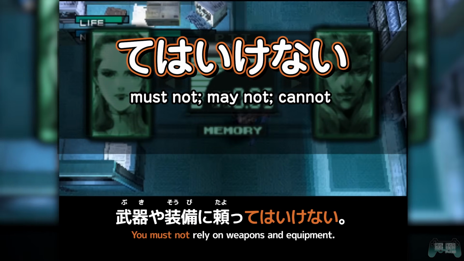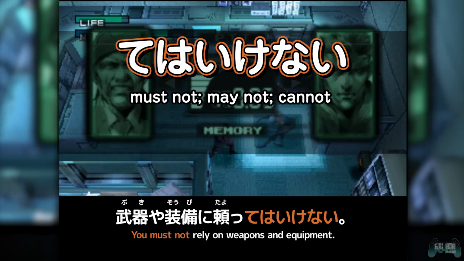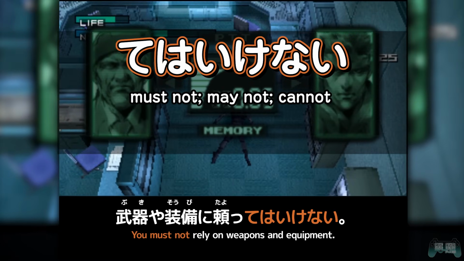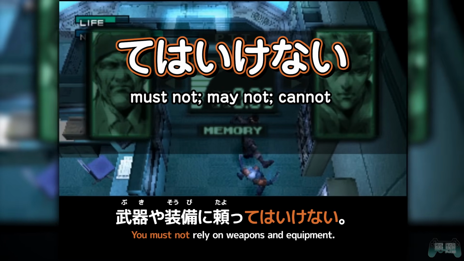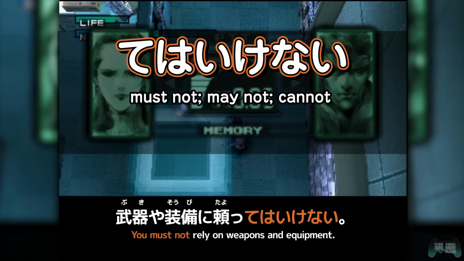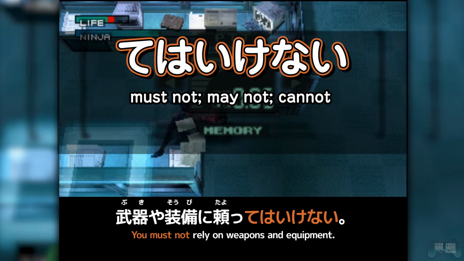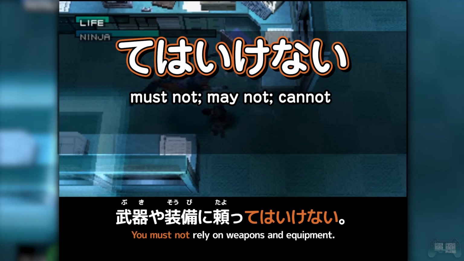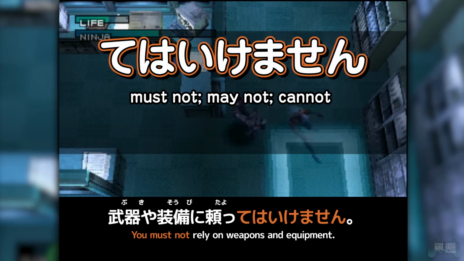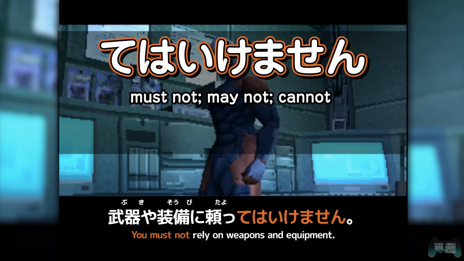This is much more formal than cha ikenai, and here it's being used by the mentally unstable cyborg ninja from Metal Gear Solid. Here he says, "Buki ya soubi ni tayotte wa ikenai." You cannot rely on equipment and weapons. So you could make this form even politer by changing that nai to masen. So an incredibly polite and formal way of saying that you must not do something would actually be verb te wa ikemasen.